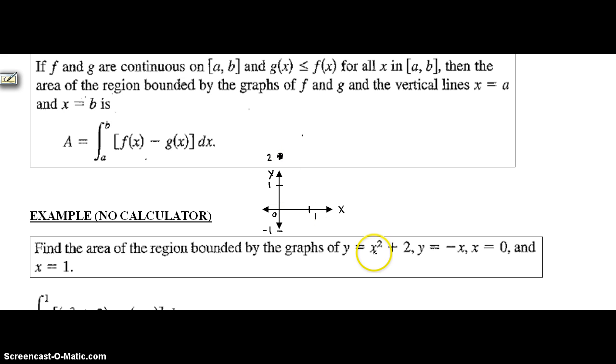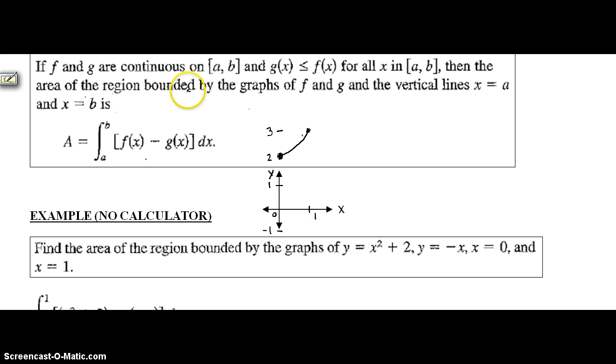And when I plug in 1, 1 squared is 1 plus 2 is 3. So I actually have to go a little bit higher here. So I have the point 1, 3. And I know this is a parabola opening up, so my shape should be concave up. And there's a sketch of y equals x squared plus 2 from x equals 0 to x equals 1.